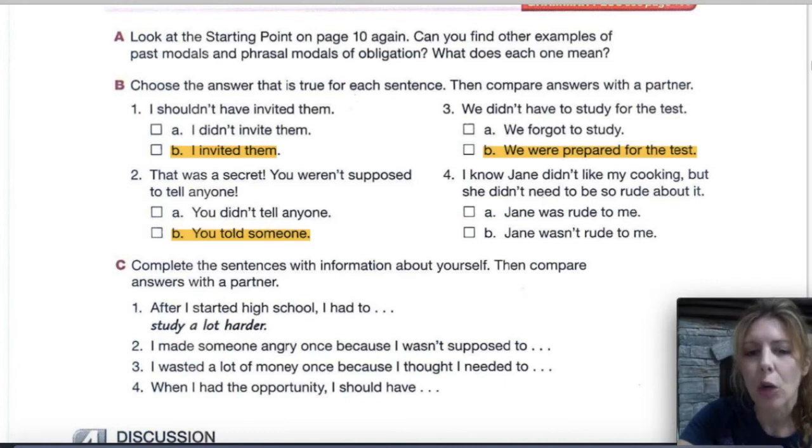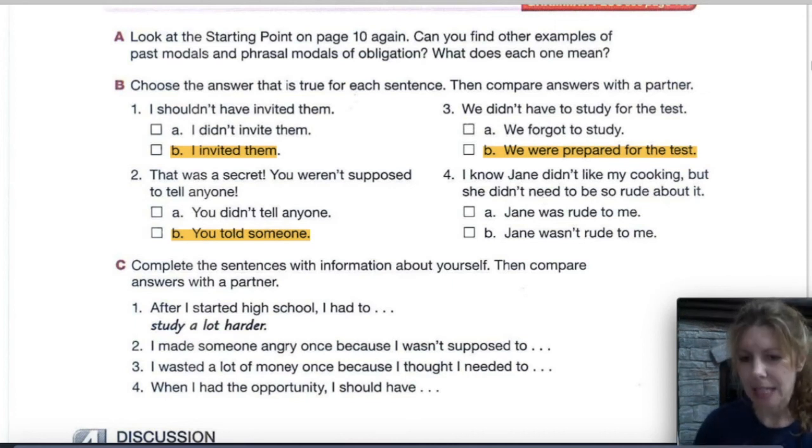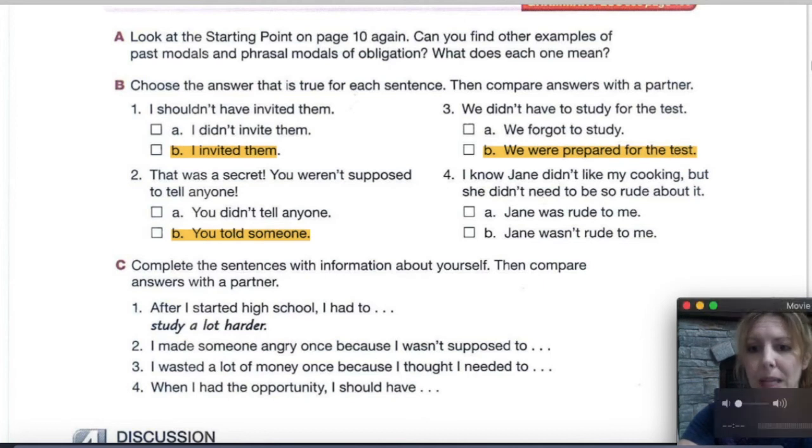Number 4, I know Jane didn't like my cooking, but she didn't need to be so rude about it. So does that mean Jane was rude to me, or Jane wasn't rude to me? It says she didn't need to be so rude. Remember what we said about need. If you needed to do something, if you feel that you need to do something, you did it. It's kind of a high obligation up there with had to. So we would pick A. Jane was rude to me.